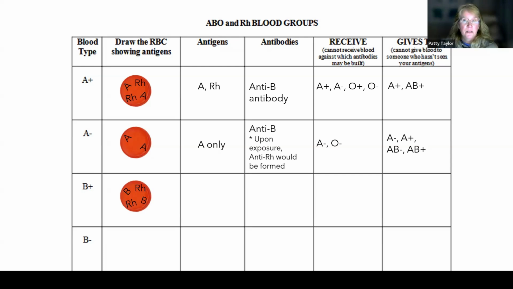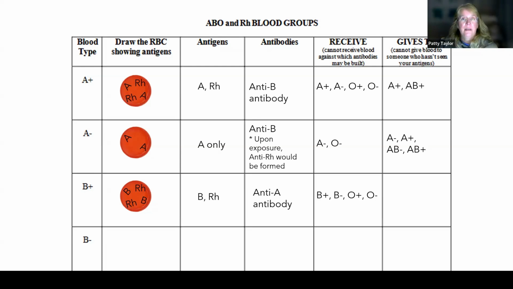So B positive has two antigens, the B antigen and the Rh factor. Positive means you have got that antigen. So you are positive for the Rh factor, otherwise called the D factor. Now, for us, the A antigen is foreign, so we'll form an anti-A antibody. Same scenario, by the time you're a little kid, about age 5, you will have formed anti-A antibodies.